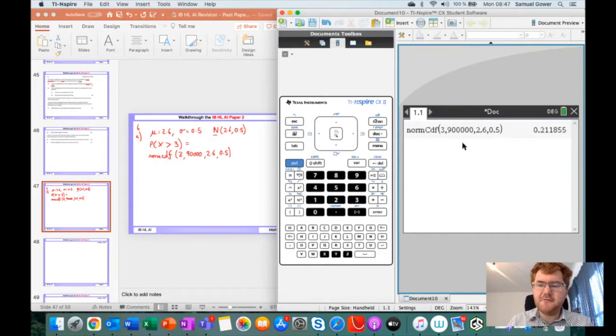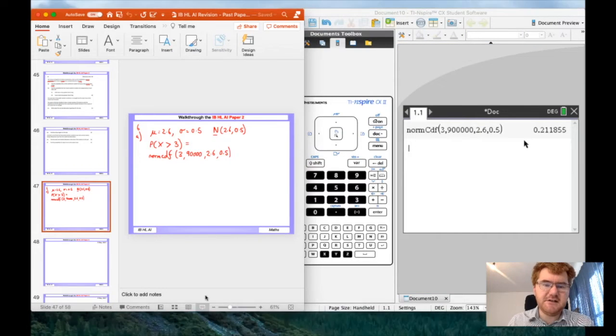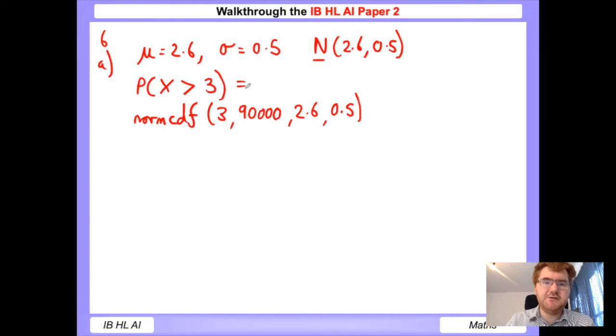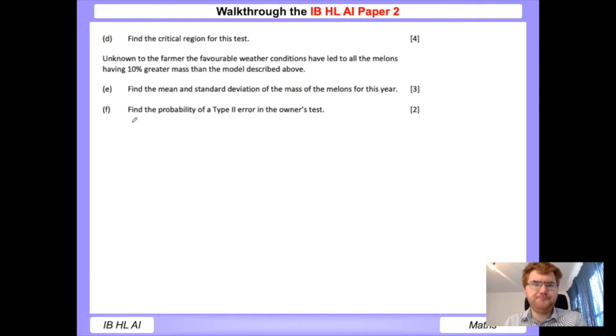As you see, I've already done this earlier, so we've got 3, put some huge number in. We're going 3 to infinity, 2.6 and 0.5, giving us our final answer. I'm going to round to 3 significant figures, and then we're going to get our answer of 0.212 to 3 SF. Kind of standard level style question, really, just making sure you can use your GDC.